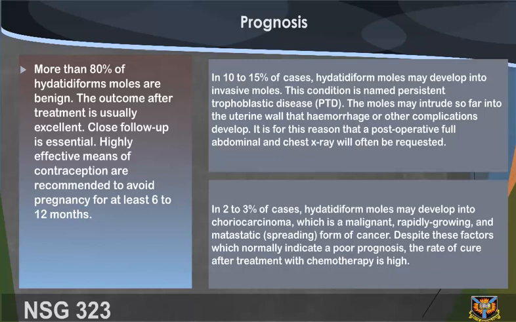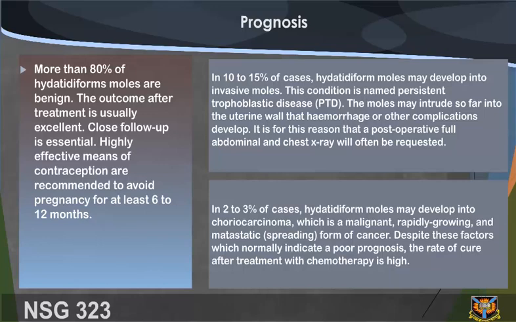Close follow-up is essential. Highly effective means of contraception are recommended to avoid pregnancy for at least 6 to 12 months. In 10 to 15% of cases, hydatidiform moles may develop into invasive moles. This condition is named persistent trophoblastic disease, PTD. The moles may intrude so far into the uterine wall that hemorrhage or other complications develop. It is for this reason that a post-operative full abdominal and chest X-ray will often be requested.